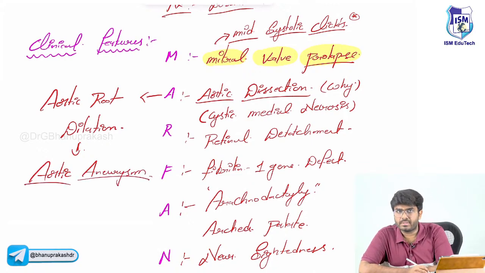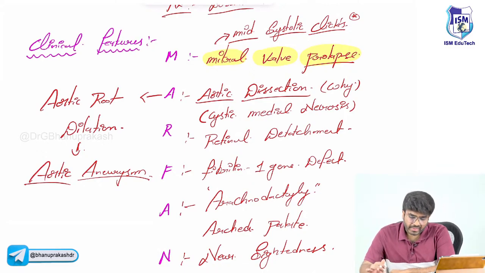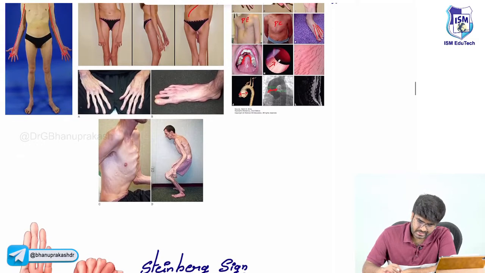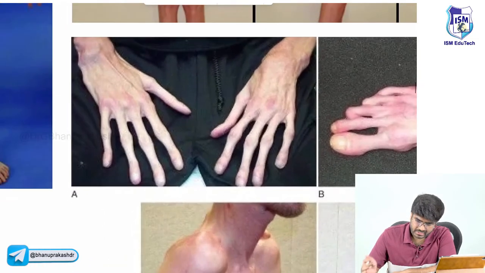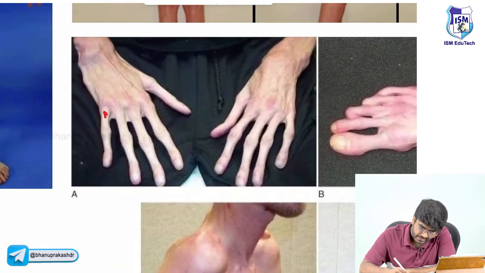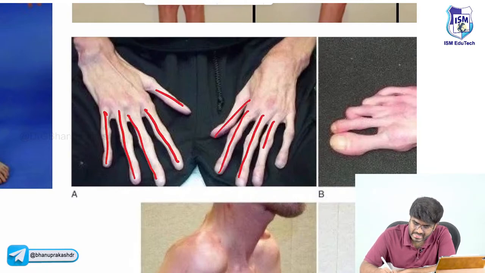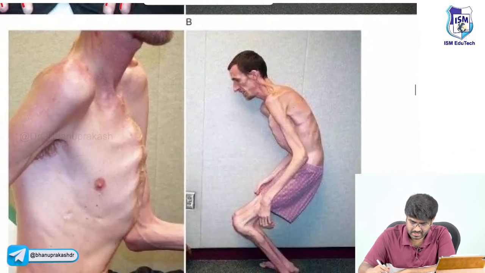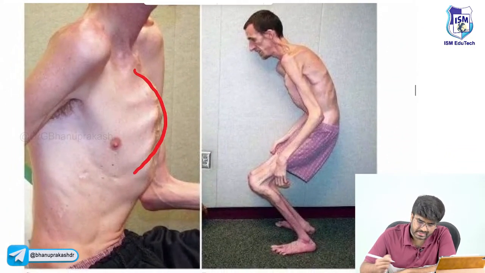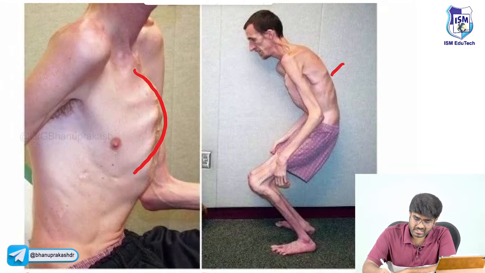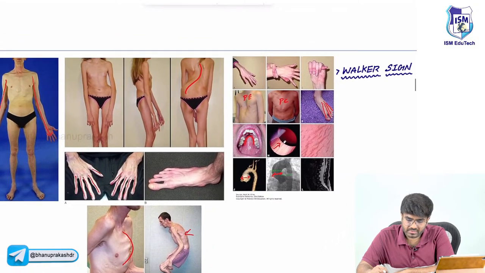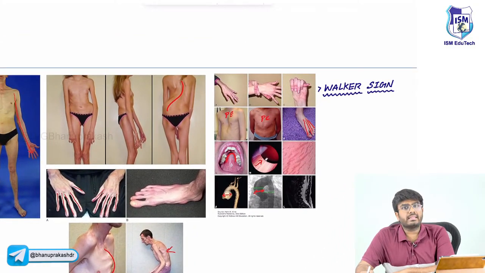Okay, aortic aneurysm, sir. And later on, they can also develop the aortic dissection. Now here you can very clearly see, these patients, look at their fingers. These fingers are very long fingers, and they are called arachnodactyly. Even the legs, you can see the same thing. And here you can very clearly see a pigeon shaped chest, and the patient is going to have scoliosis. Okay, scoliosis. So these are some important points which I want you to know regarding Marfan syndrome.